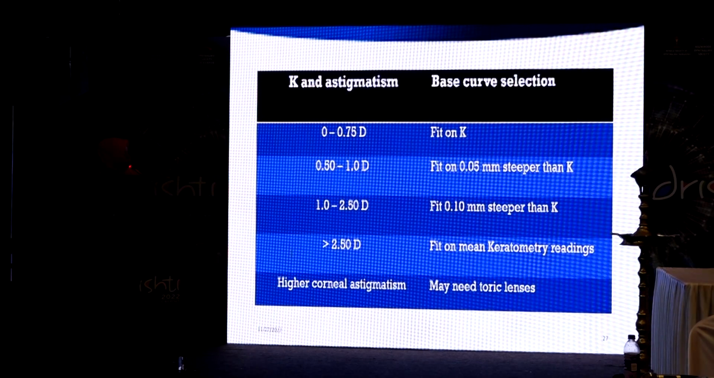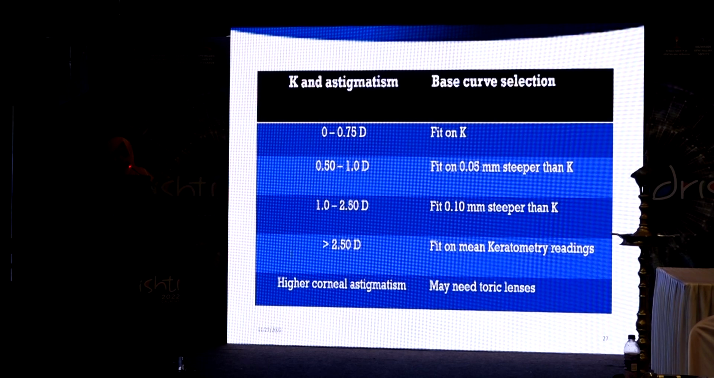So these are some of the astigmatism ranges, where we have to get an idea for selecting a starter base curve. If it is 0 to 0.75, we will be fitting on the K. If it is 0.5 to 1 diopter, we will be fitting 0.05 mm steeper than K. 1 to 2.5 diopter, we will be fitting 0.10 steeper than K. And if it is greater than 2.5, we will be fitting on the mean K reading. So if there is high corneal astigmatism, we will be moving to toric lenses. So these are the criteria we should keep in mind before fitting RGP lenses.